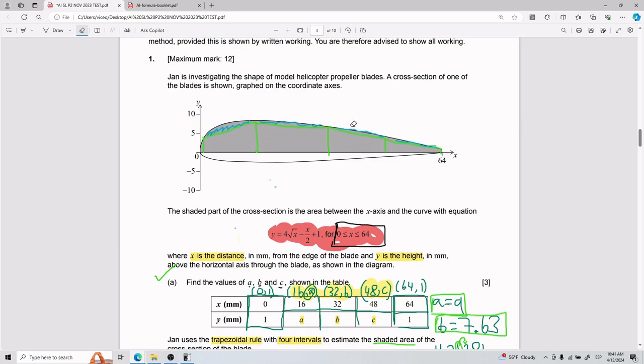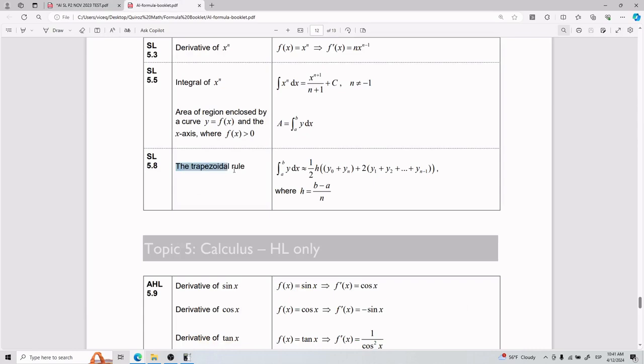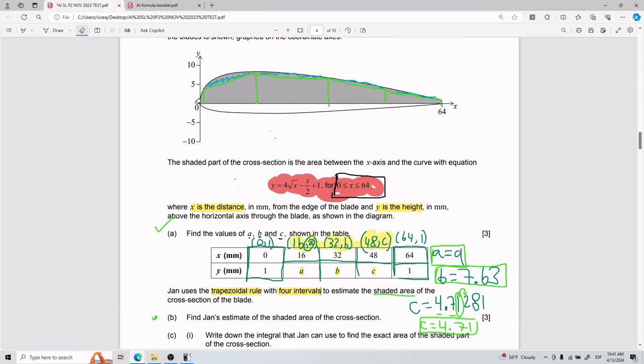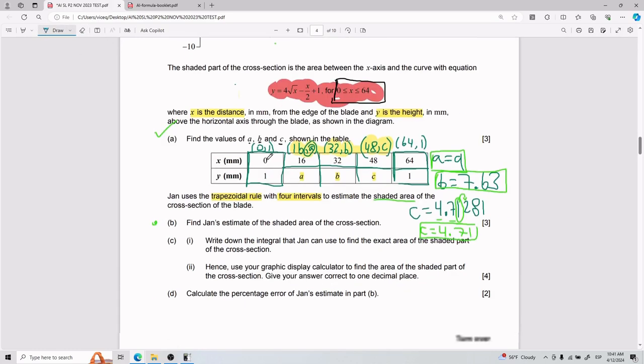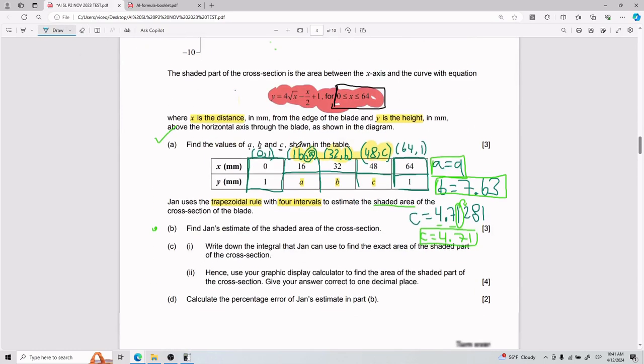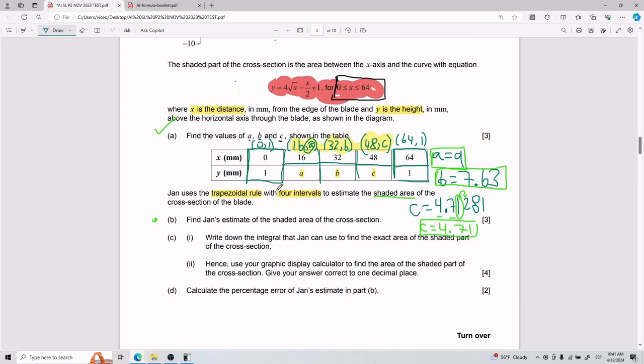Now, how do you identify how many shapes to use and the area of these shapes? That is where the trapezoidal formula, or the trapezoidal rule, is very useful. The first thing we have to identify, which they actually tell us, is how many shapes you're going to use. Here it says with 4 intervals. So think about it this way: 4 intervals means 4 shapes.